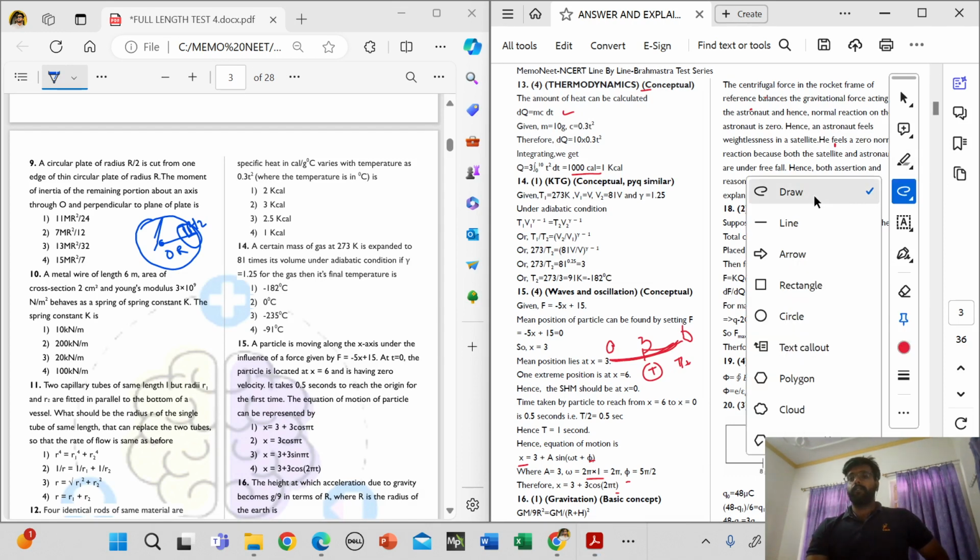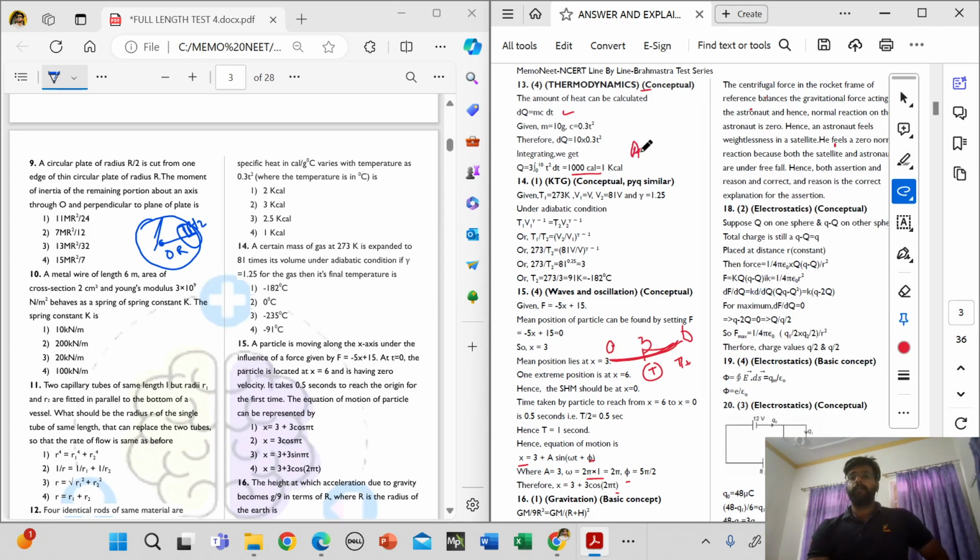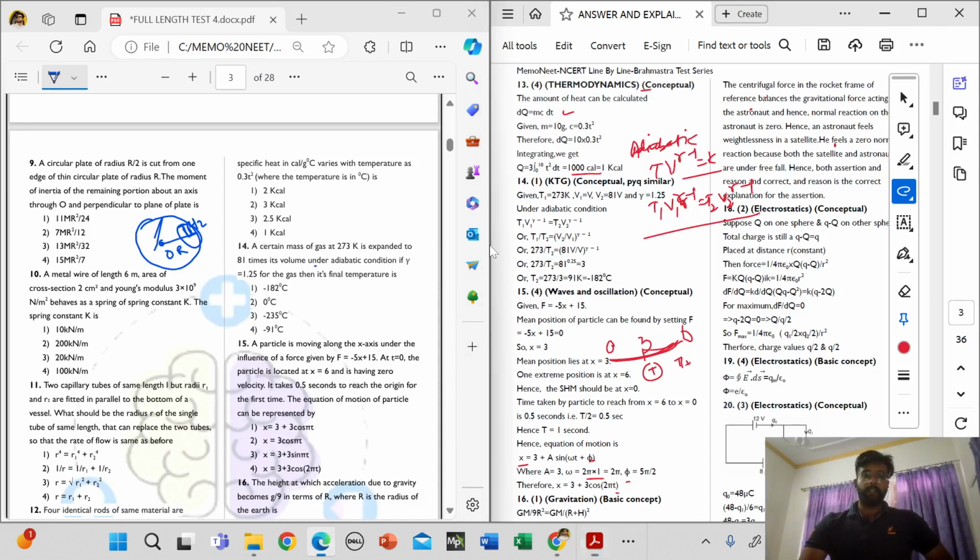We know that for adiabatic processes, T V to the power gamma minus 1 is equal to a constant. So from here we can write T1 V1 to the power gamma minus 1 equal to T2 V2 to the power gamma minus 1. We have been given the temperature 273, with volume V. Suppose the initial volume is V and the final volume is 8 times V. We have the value of gamma, the initial temperature is 273 Kelvin, and we want to calculate this T2.